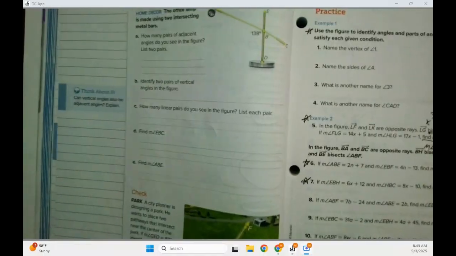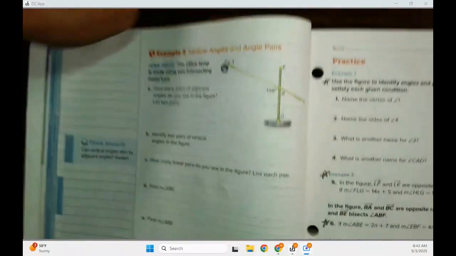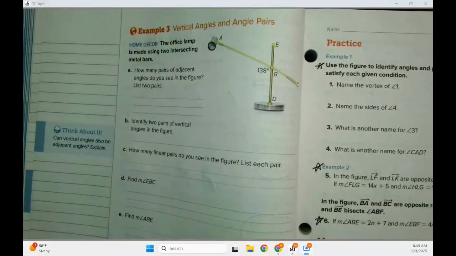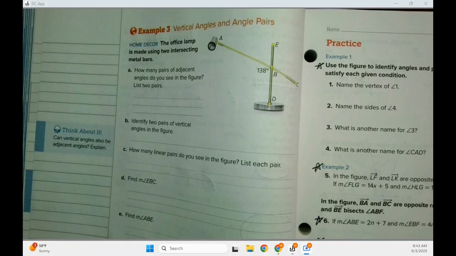So, let's break this down. This is on page 70 if you want to follow along. It says that we have some weird looking office lamp, and it's made using 2 intersecting metal bars. It's kind of like one of those weird duck things where you have a little pool of water and it bobs its head and drinks the water and then bobs back up, kind of like that.